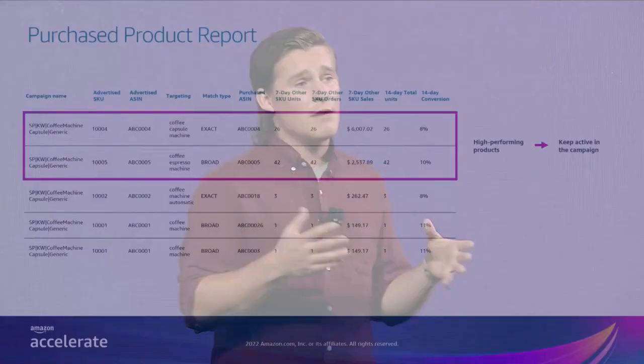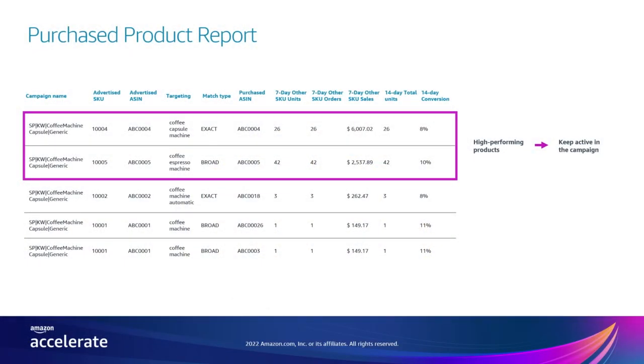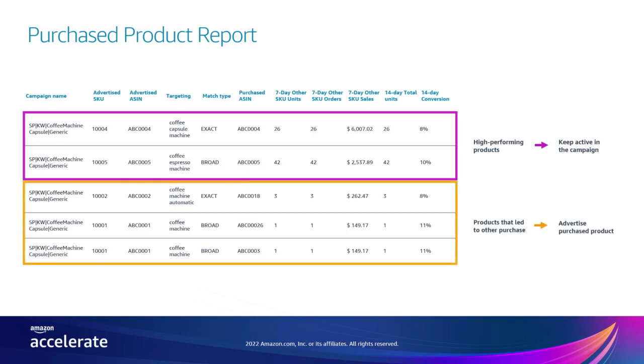If there are some products in the purchase product report with a high number of purchases, we recommend keeping these active in your holiday campaigns. If there's a product that led to the purchase of a different product and the purchased ASIN isn't listed in the report as one of the advertised ASINs, we'd recommend adding this to your advertising campaigns for the holiday period, as it's a product that shoppers are buying.